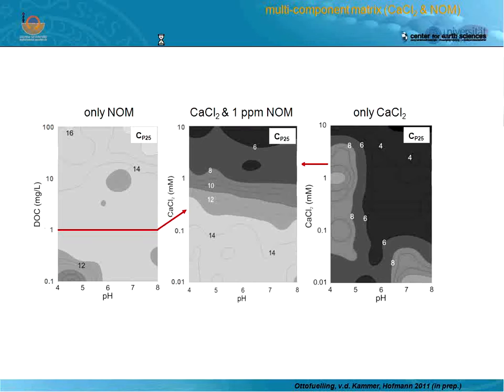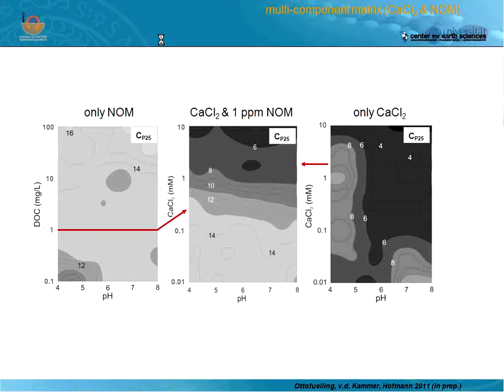Okay, another point that was interesting to us was what happens when we are testing more than just one electrolyte? What happens when we have a background of NOM, which is the case for nearly every surface water, that we have natural organic matter in the background? So we used a very common background concentration of 1 milligram per liter of DOC. This is the original plot with the NOM, and this is the original plot with the calcium chloride on the P25, and we mix them together. So at 1 milligram per liter of DOC, we are making the calcium chloride matrix.